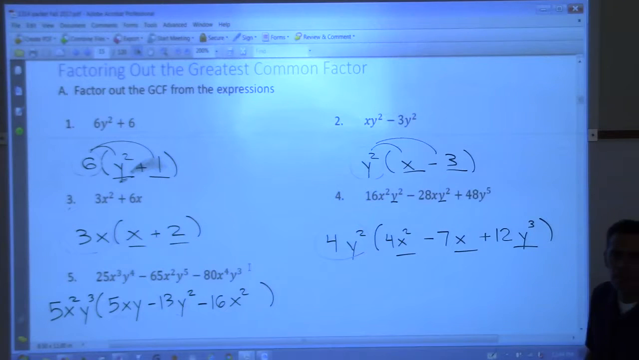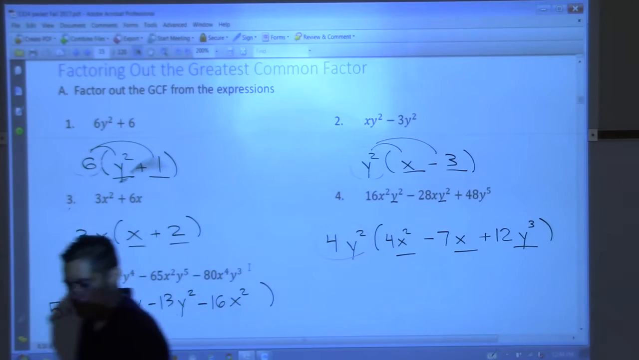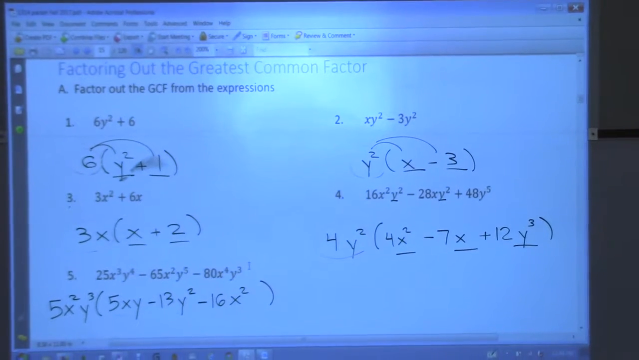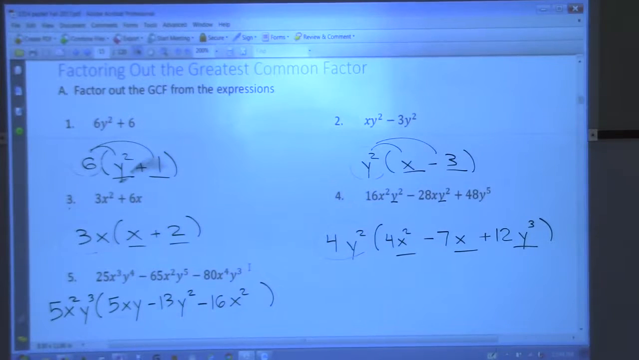What's going on up there? Hold on a second. It's been recording, but it was stuck on a different screen.